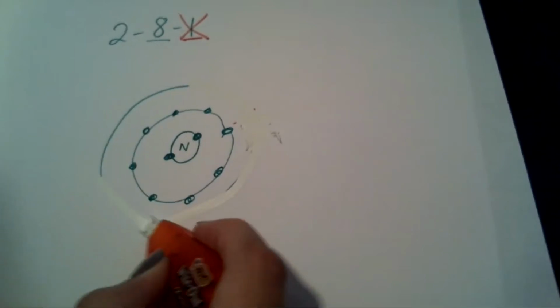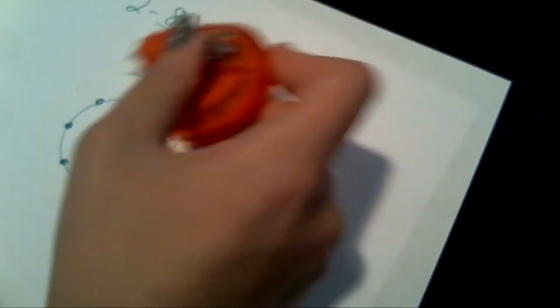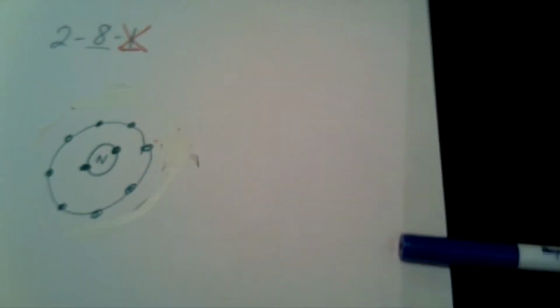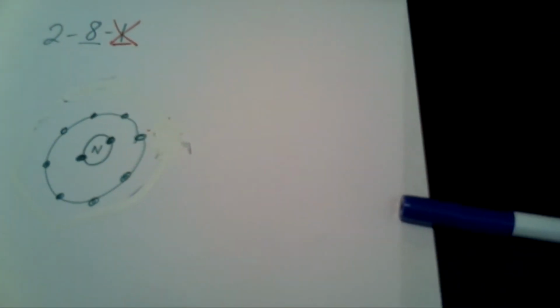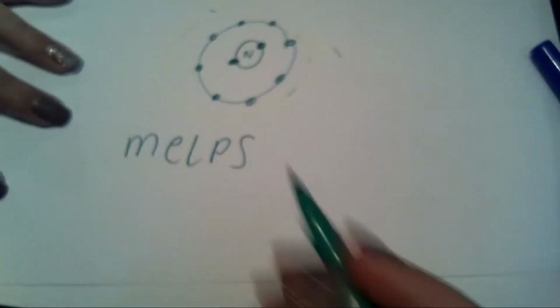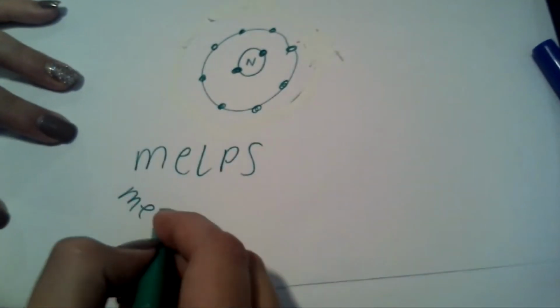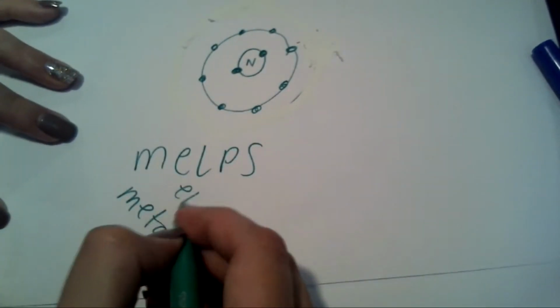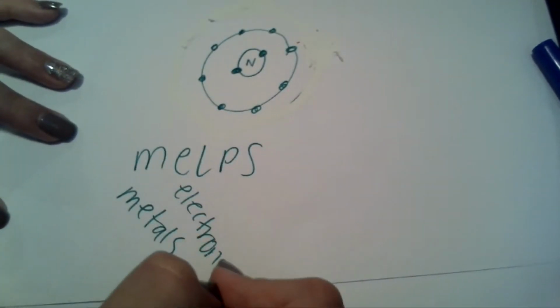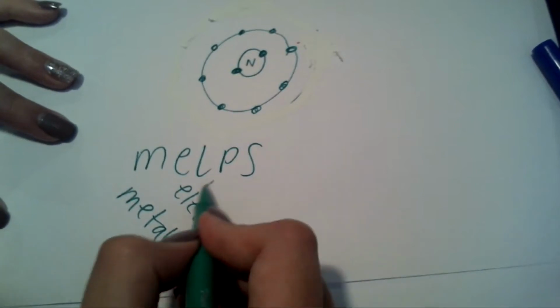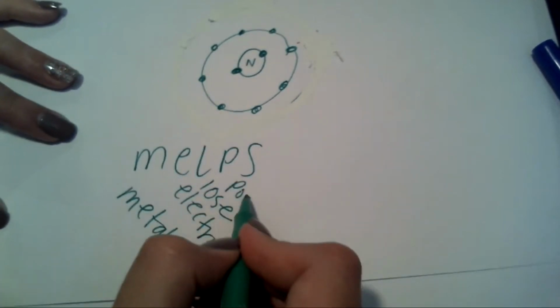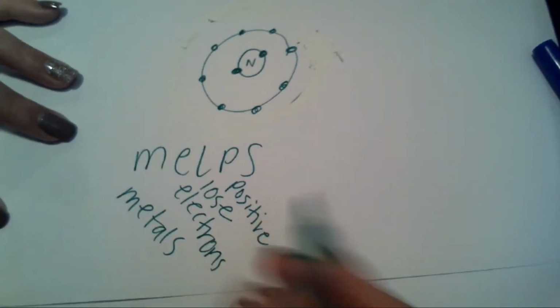And then our atom has become smaller, which is why we use MELPs for metals. This is metals. Electrons lose. They lose electrons. They become positive because those electrons are negative.